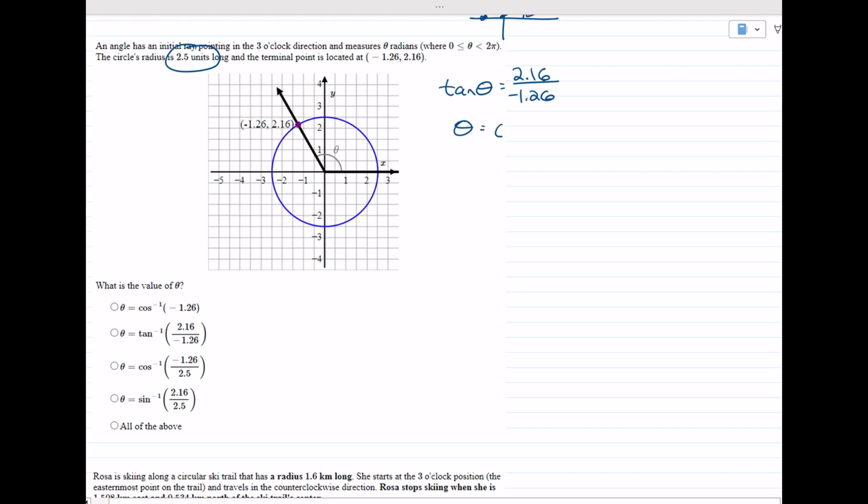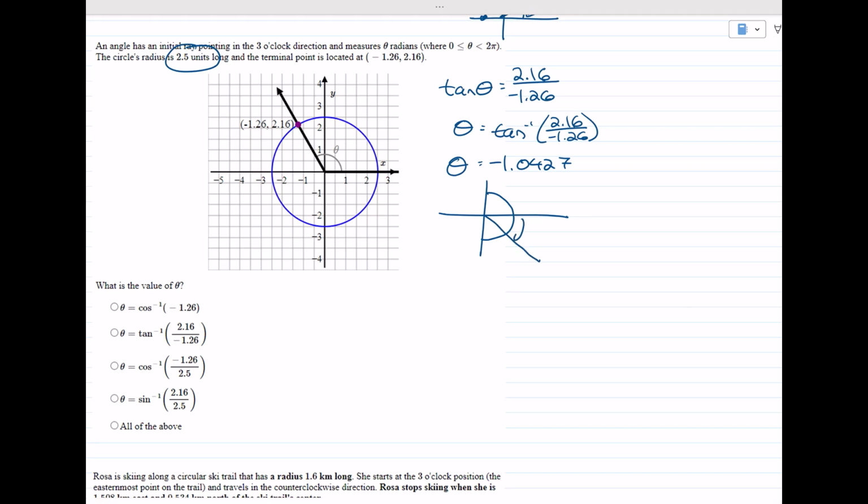So therefore, the angle would be the inverse tangent of 2.16 divided by negative 1.26. I'm going to type that in here, second tangent, and I'm going to do 2.16 divided by negative 1.26. And I'm getting negative 1.0427. Remember that tangent is defined from negative pi over 2 to pi over 2. We got a negative answer, so this angle is negative 1.0427. That angle is called the reference angle. That would be the same thing as this angle.